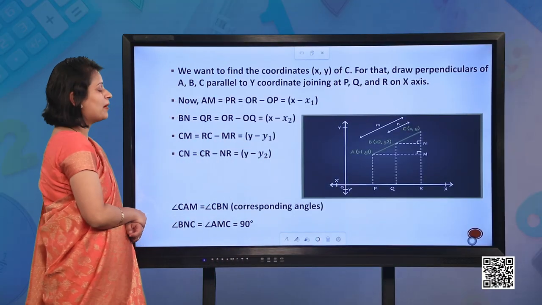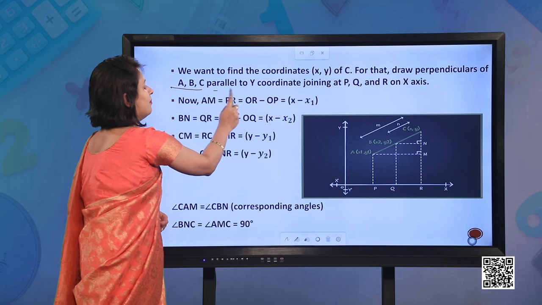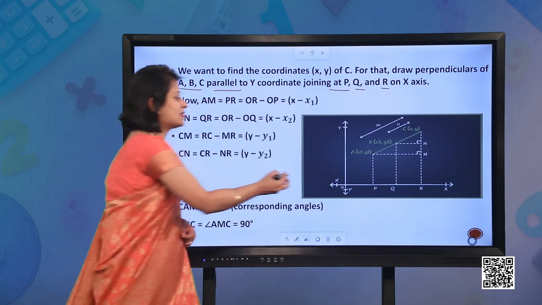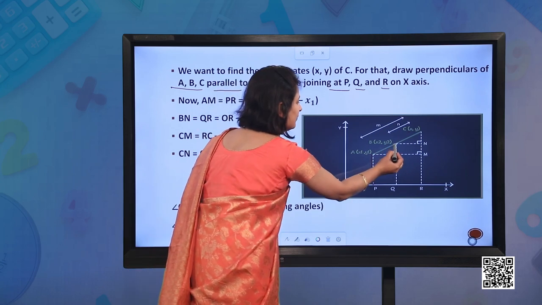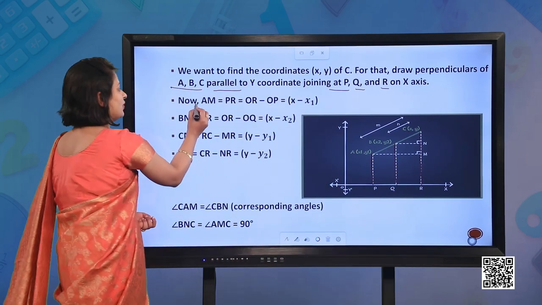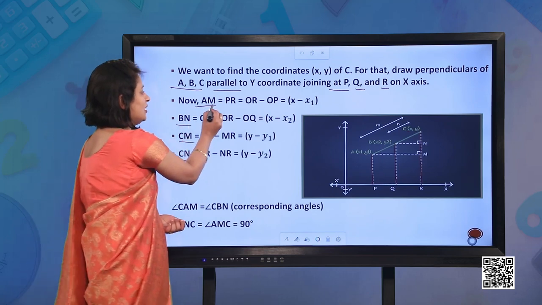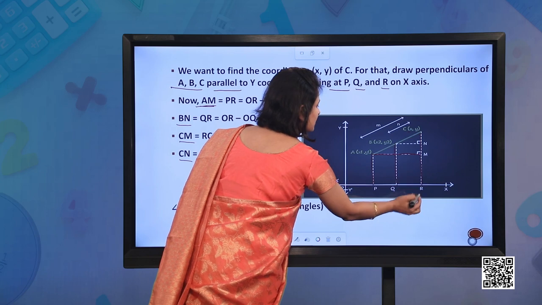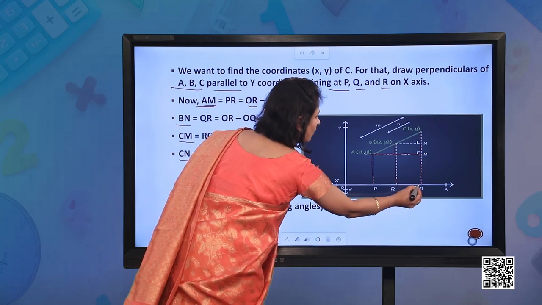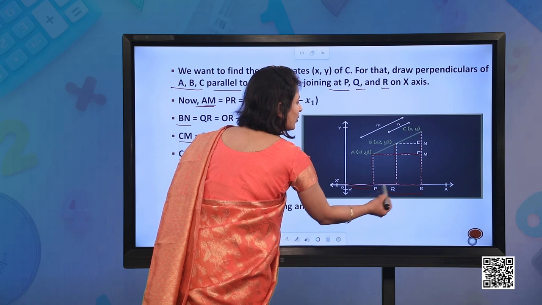Now we need to find the coordinates x, y of C. For that, we have to draw perpendiculars from A, B and C parallel to the y axis, meeting the x axis at P, Q and R. As you can see, AP, BQ and CR. Now we have to calculate the values of AM, BN, CM and CN. How will you calculate it? Now see AM. AM is parallel to PR, so the value will be OR minus OP, which gives you the value of AM, or you can say PR.